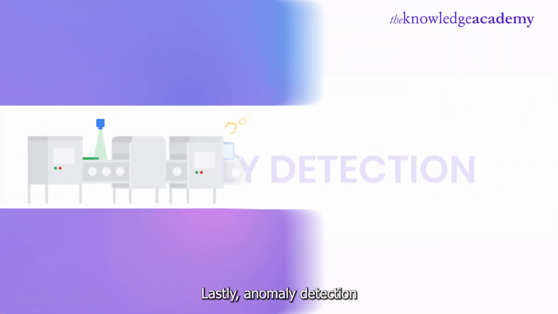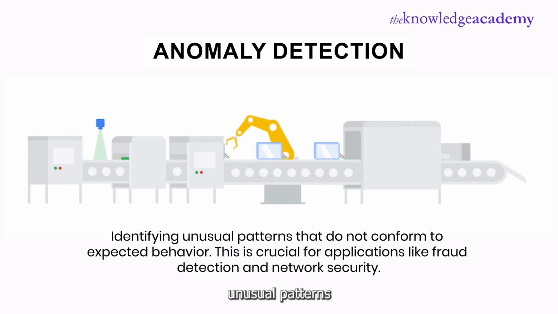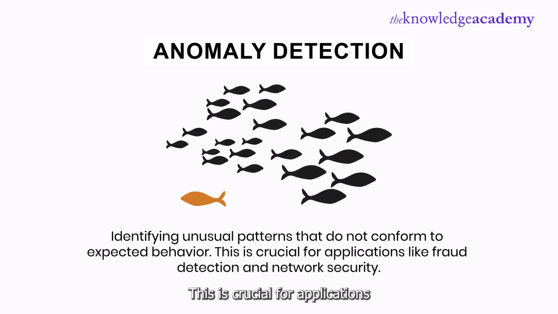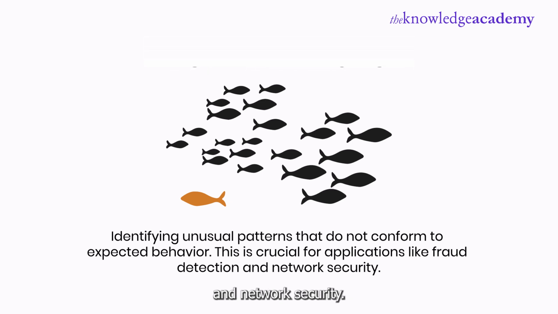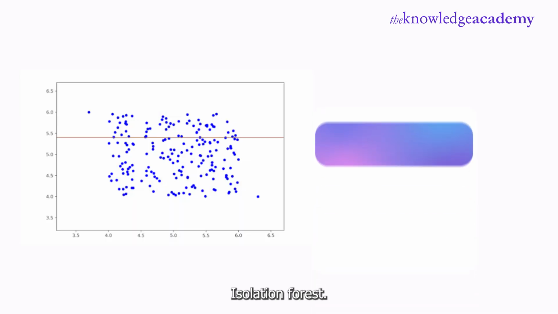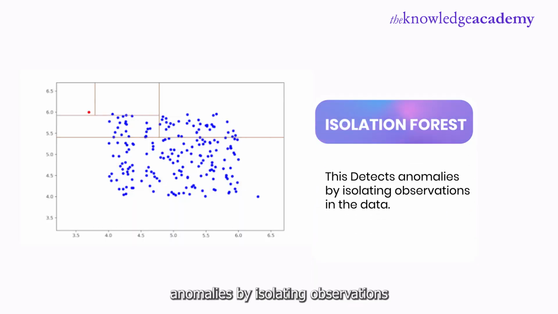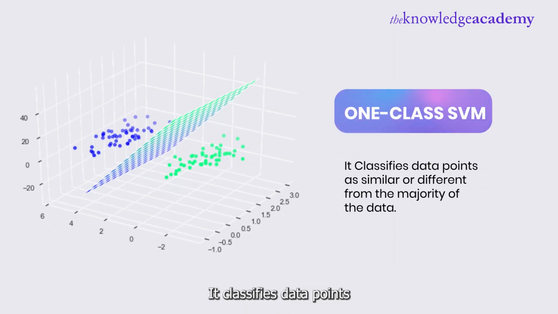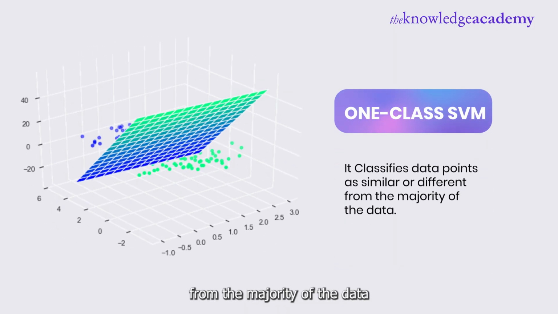Lastly, anomaly detection is about identifying unusual patterns that do not conform to expected behavior. This is crucial for applications like fraud detection and network security. Models used for anomaly detection include isolation forest, which detects anomalies by isolating observations in the data. One-class SVM classifies data points as similar or different from the majority of the data.